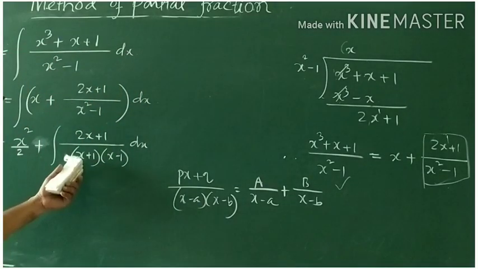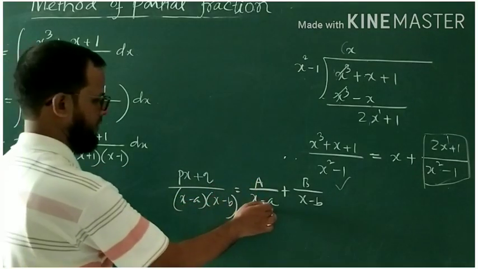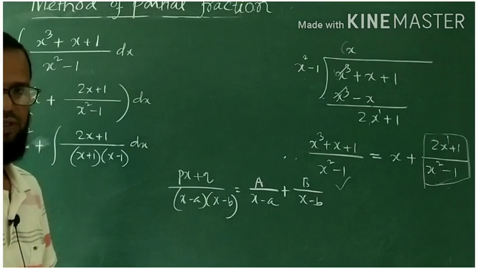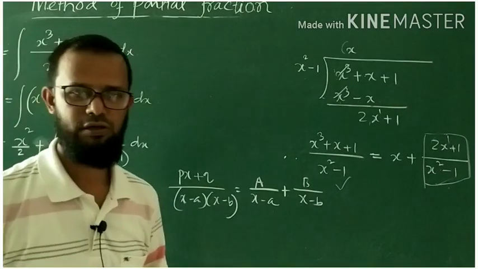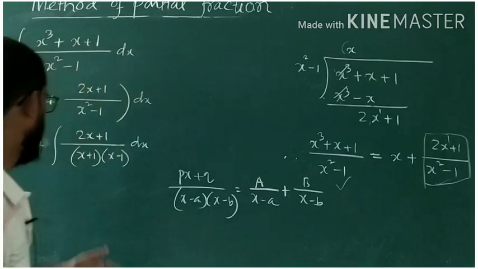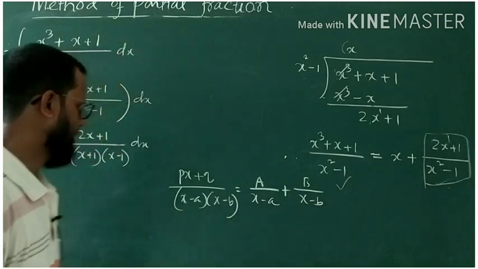So in this case what you will do, you will write twice x plus 1 divided by this is equal to a by x minus 1, x plus 1, b by x minus 1, and then take LCM and then equate numerator to numerator, and finally your aim is to find constants a and b, and then putting the value of a and b and taking integration on both sides, you will get your integral.